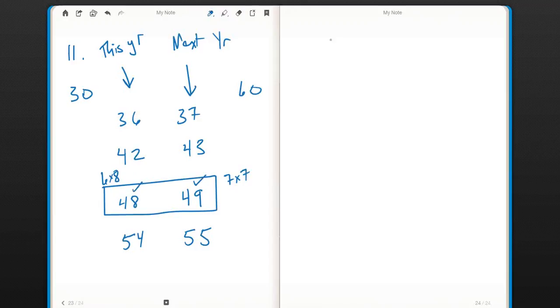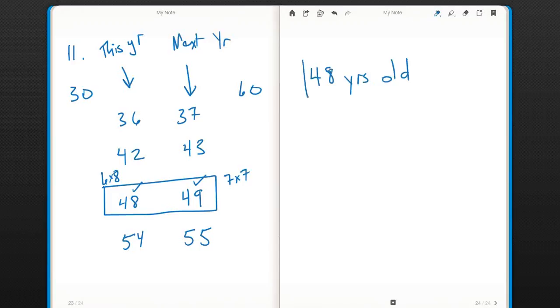The question is, how old is he now? And so somewhere we want to write the answer. He is 48 years old. 48 isn't enough. It might be 48 days or 48 decades. We need to know 48 years old. Go ahead and write the units with your answer every time. Make sure it's clear.